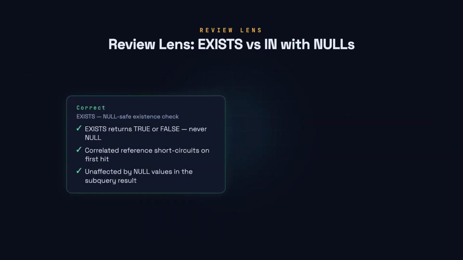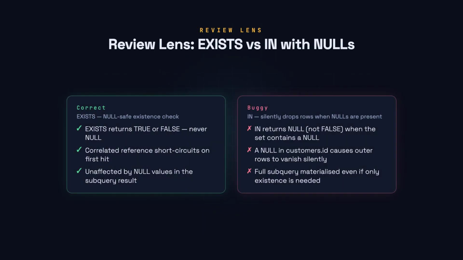The classic trap: using IN when the subquery column can be NULL. If even one NULL appears in the set, IN returns NULL for every non-matching row instead of false, and those rows silently disappear from results. Exists never exhibits this behavior.